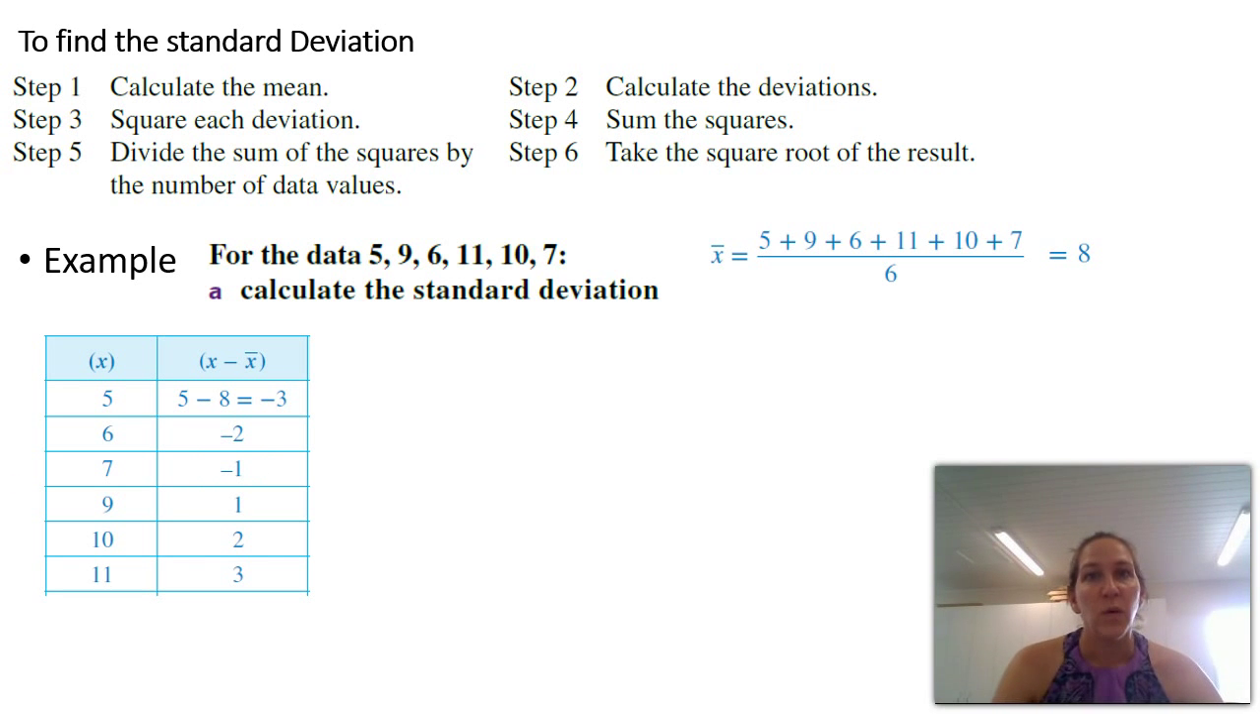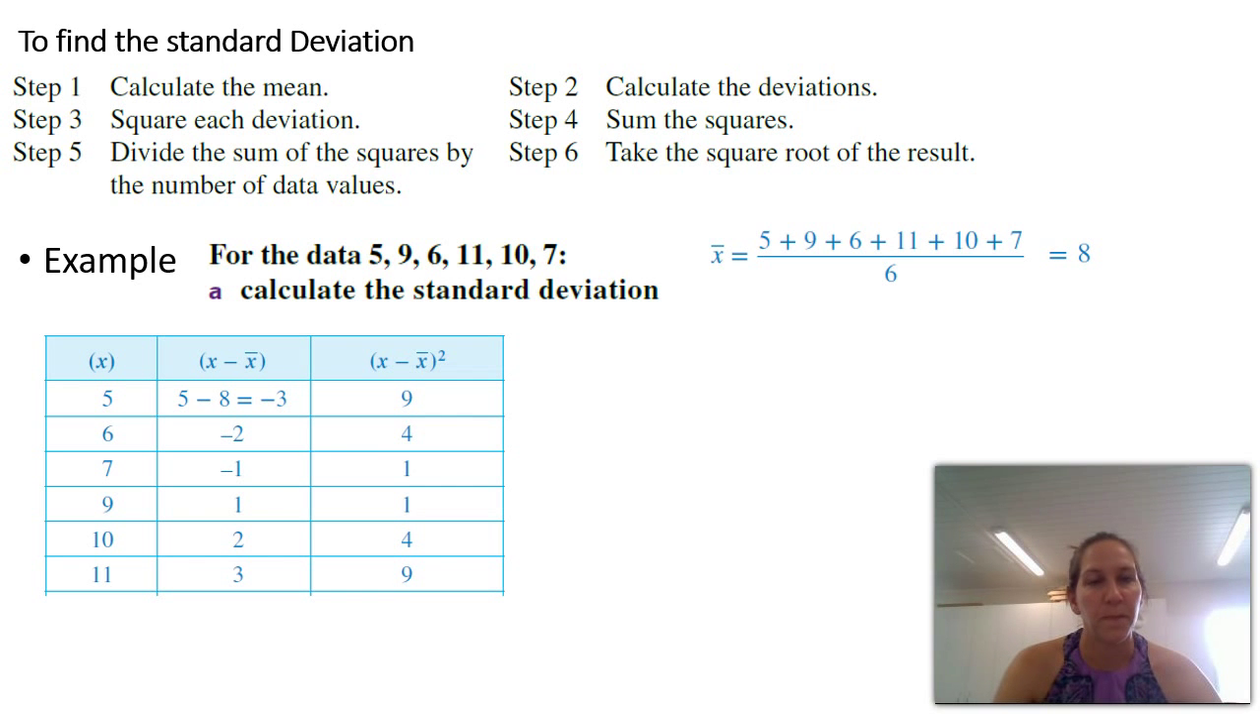Next step, we need to square the deviations. So all we do is add another column in the table and take this value of negative 3, squared it. We got 9. Negative 2 squared is 4. Negative 1 squared is 1, and so on.